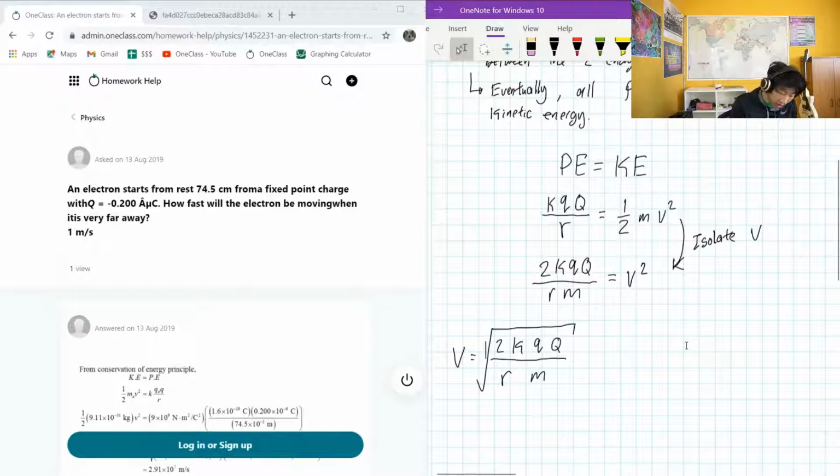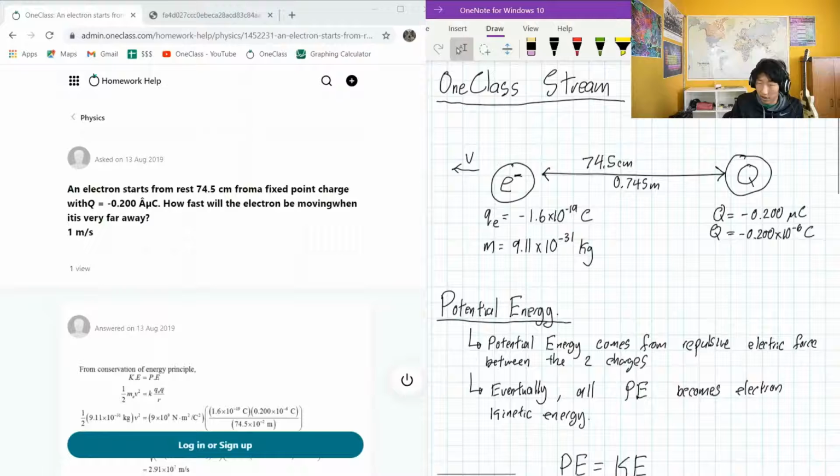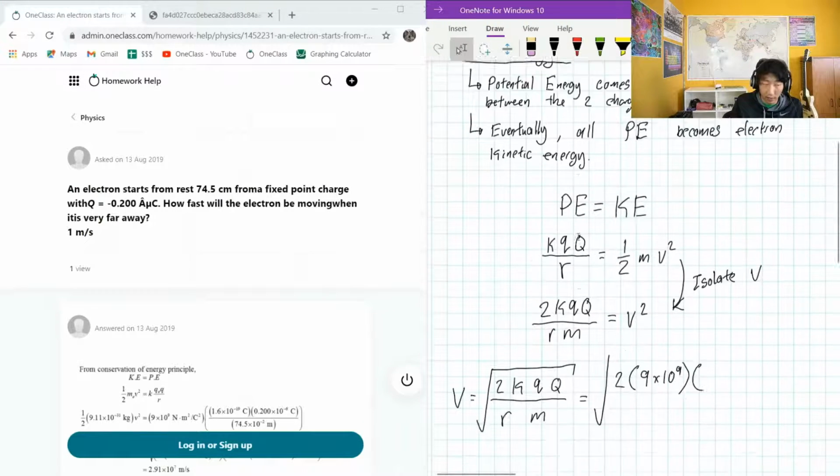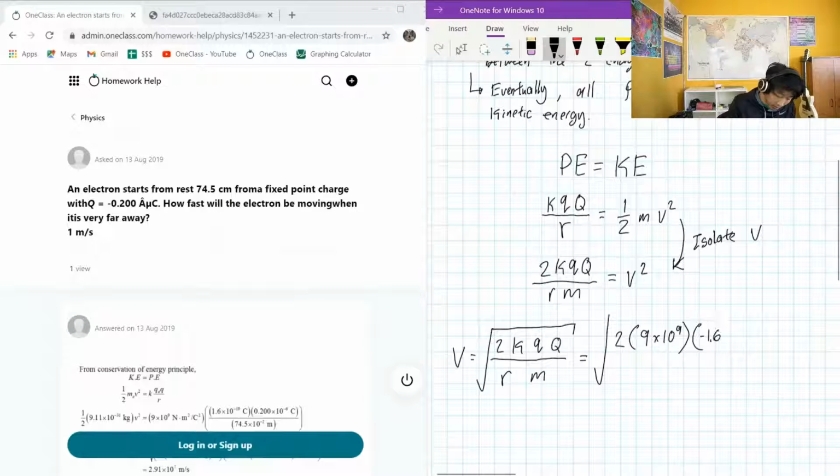Okay, so now we should just sub in our numbers and we can find this. So here we have 2 times Coulomb's constant, which is 9 times 10 to the power of 9. That's nice and easy to remember for me. Little q is going to be the charge of the electron, and here we have it written as -1.6 times 10 to the -19. Now we have big Q, which was given to us by the question, -0.2 microcoulombs, so -0.2 times 10 to the -6.